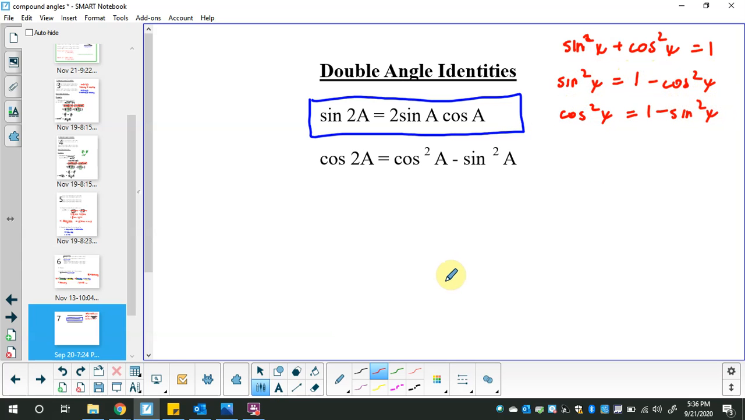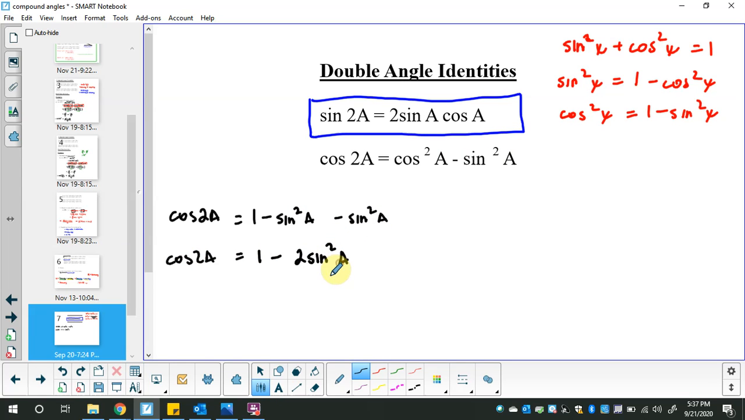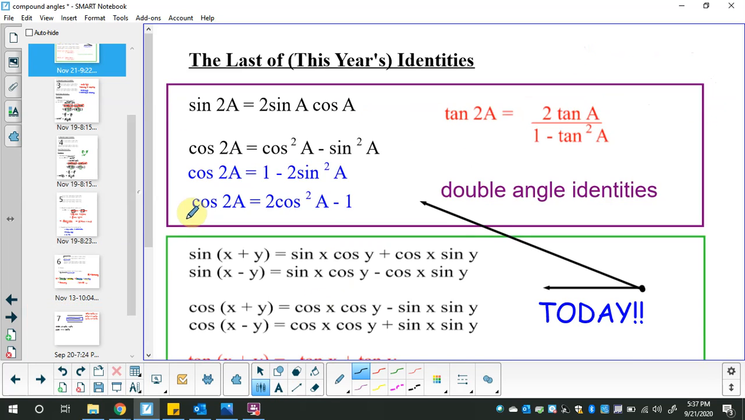So here's what you can do, and there's 2 ways to do this, which gives you the 2 other formulas. First one, if you pick up that cos squared a and turn it into 1 minus sine squared a, and leave this minus sine squared a, you'll get that statement, in which case cos 2a is equal to 1 minus 2 sine squared a. So that is this one.